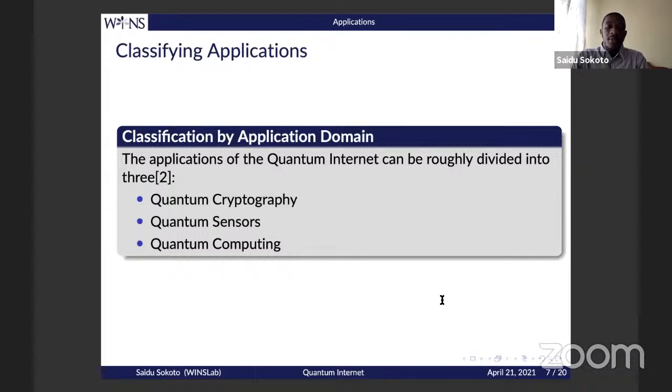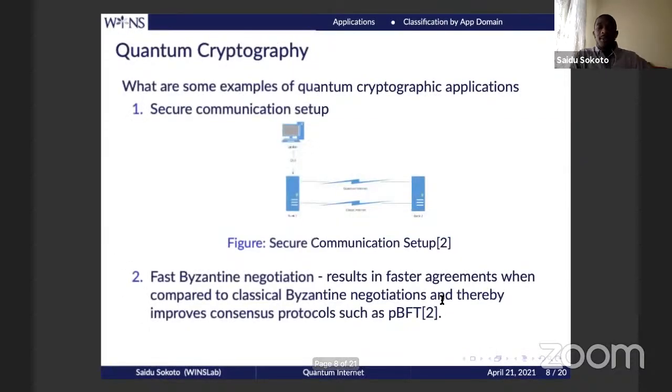And then they also have the quantum sensors, which is basically having distributed quantum sensors making use of the quantum internet to exchange entanglement. And then finally, we have the quantum computing. The quantum computing is making use of the quantum internet at the same time to achieve some computational tasks. We're going to see in the upcoming slides examples of each of these applications to clarify and to give actual examples of what they do.